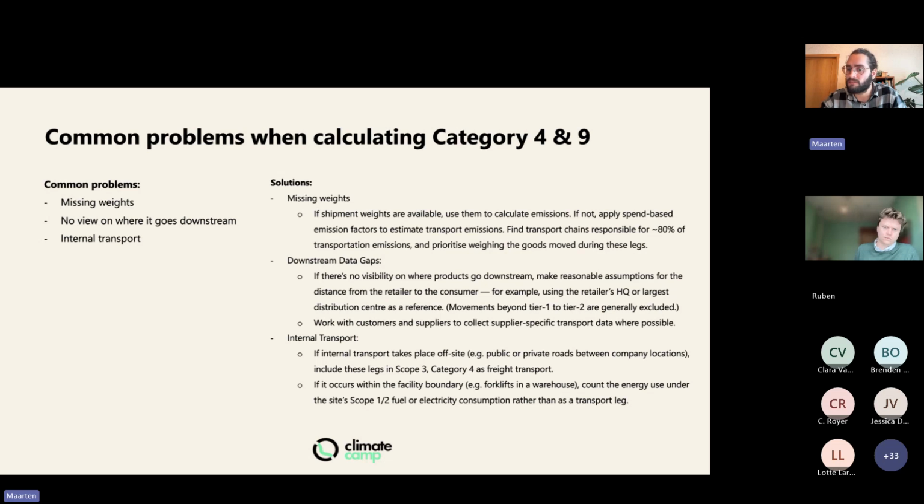And if it occurs within the facility boundary, an example here is forklifts in a warehouse, or we even have companies that have transportation on site with trucks, for example, then it will be counted as Scope 1 mobile combustion or Scope 2 using purchased electricity, rather than transportation in Scope 3. These are some of the common problems when calculating Category 4 and 9.